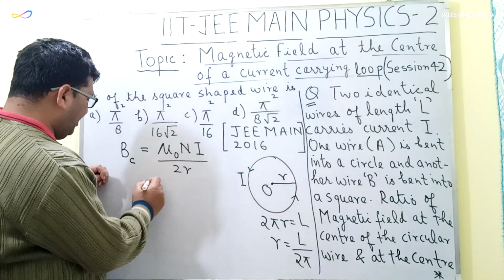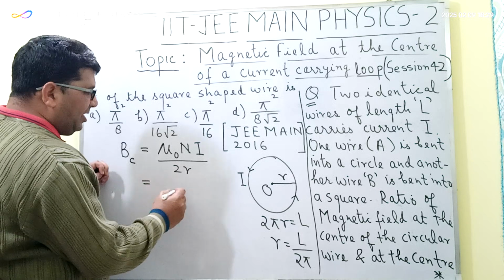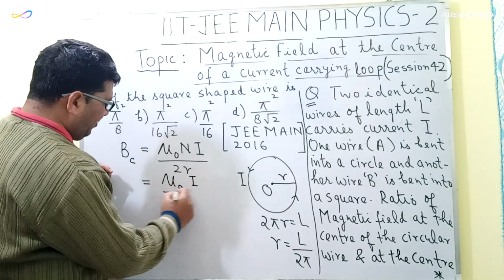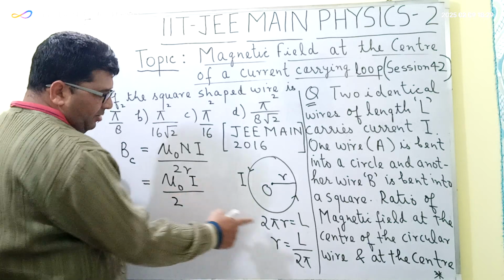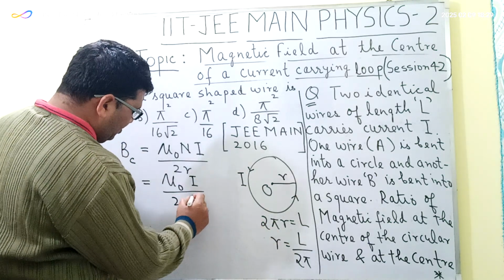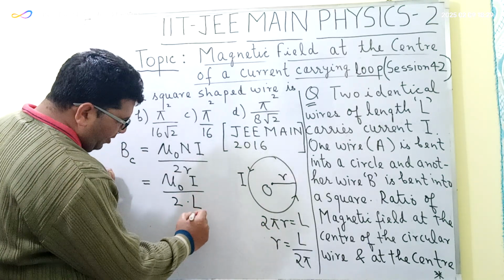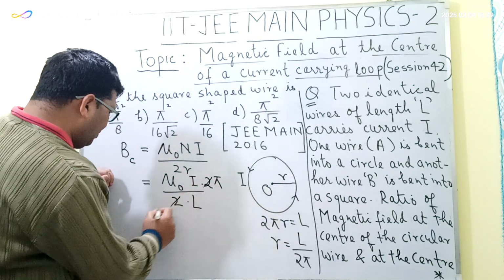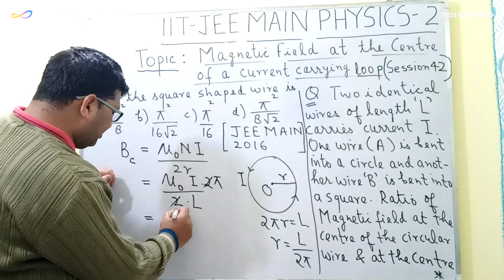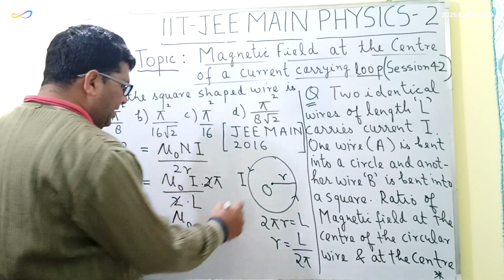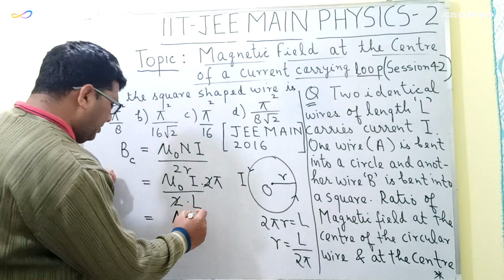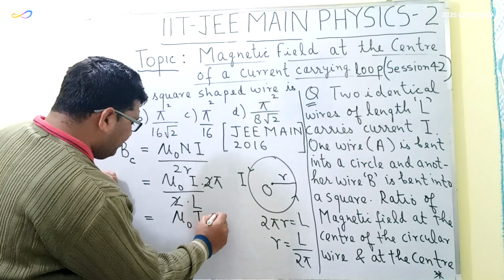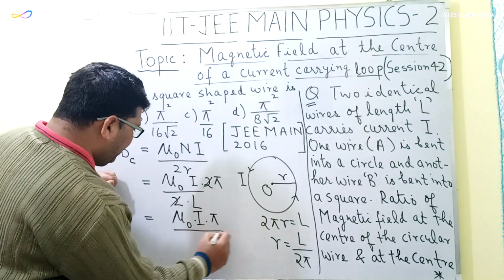So from this formula I will be getting the value of the magnetic field as mu naught I divided by 2R. Now R is equal to L upon 2 pi, so 2 pi will go in the numerator. So this 2 and 2 will get cancelled out, and finally the value of the magnetic field at the center of this current carrying circular wire will be equal to mu naught I into pi divided by L.